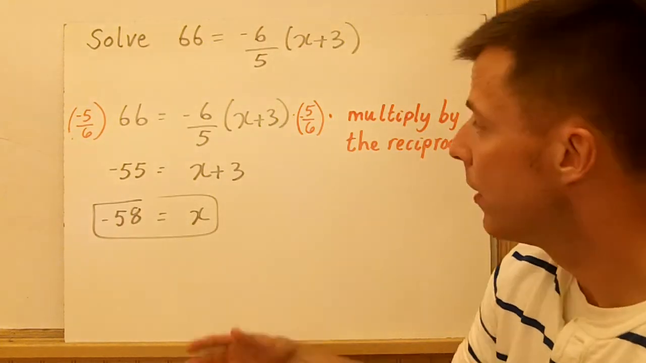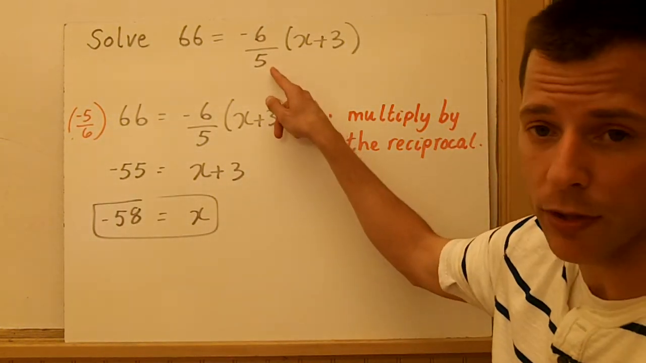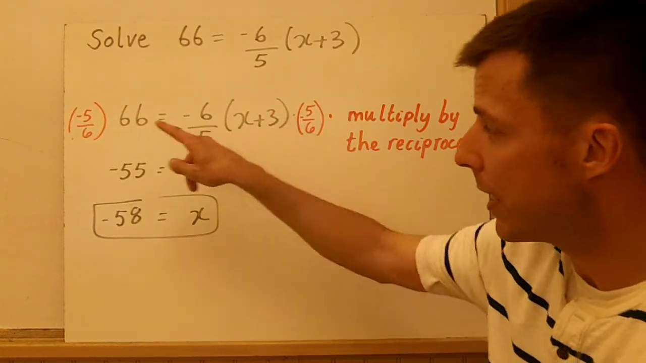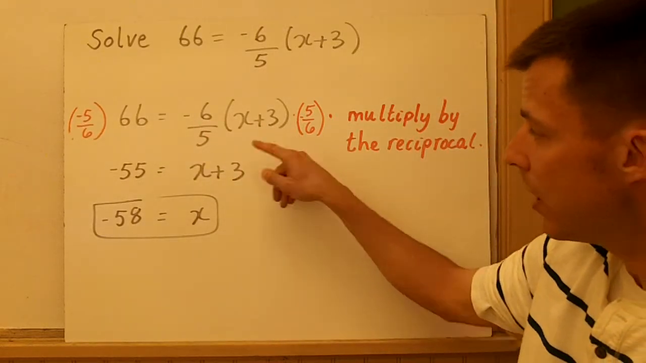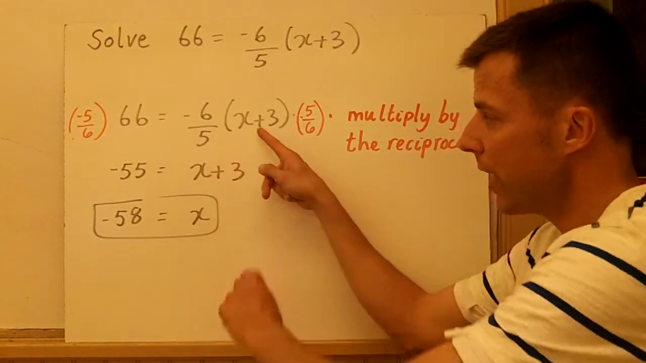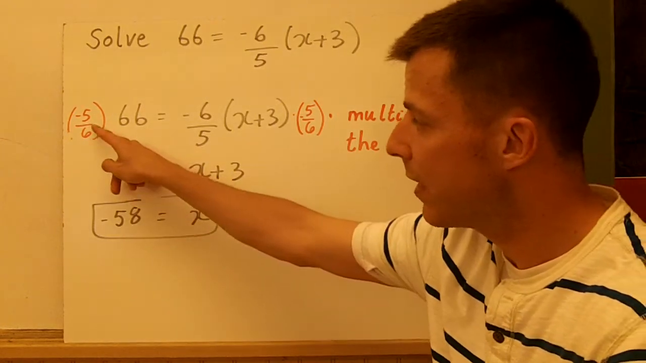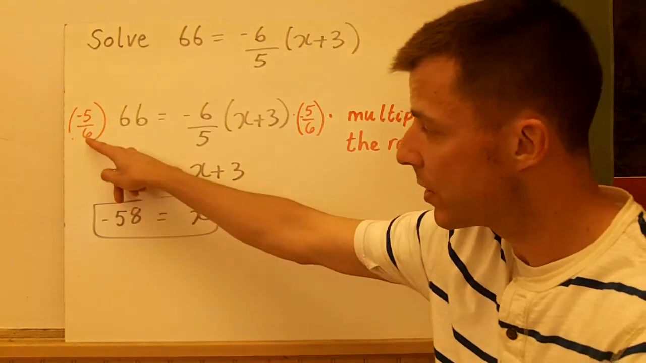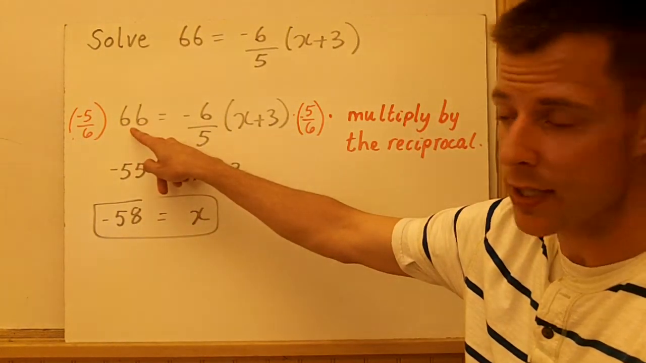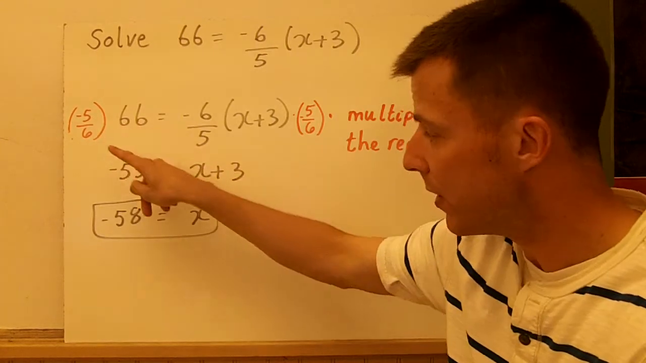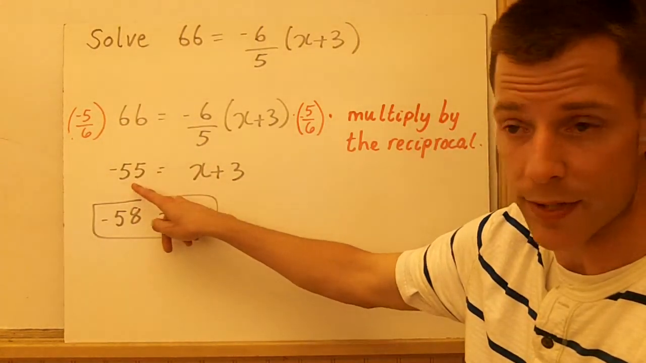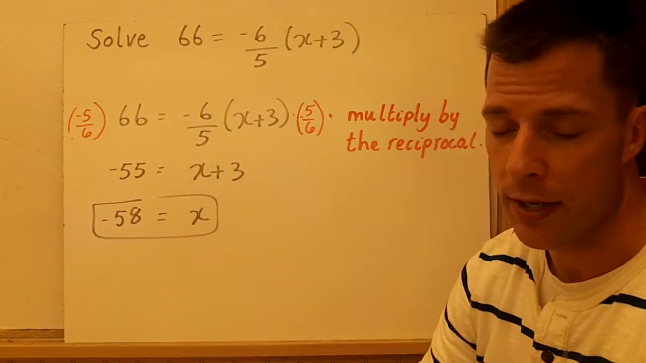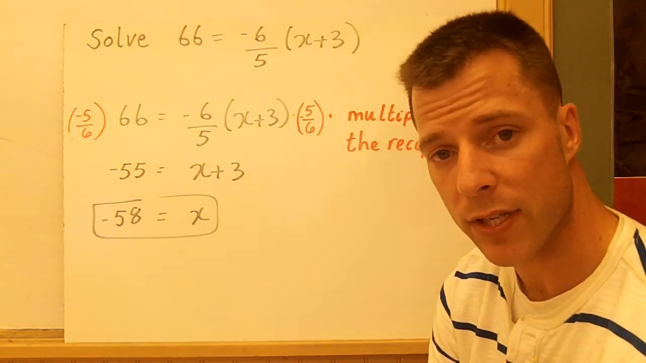So what I can do is multiply each side by the reciprocal of -6/5, which is -5/6, and I've done that here. Multiply each side by the reciprocal. Now these two numbers will become 1, so that quantity x plus 3 comes down, and -5/6 of 66 is -55. Okay, 6 goes into itself once, 6 goes into 66 11 times, 11 times -5 is -55. That's where that comes in. Again, x plus 3 equals -55, subtract 3 from both sides, and you're left with x equals -58.